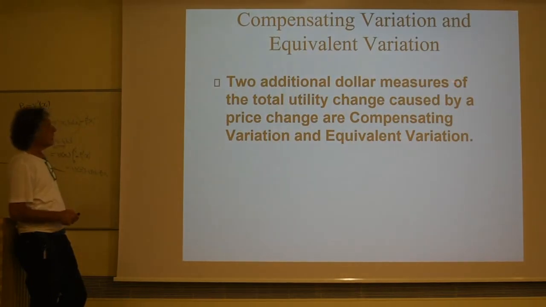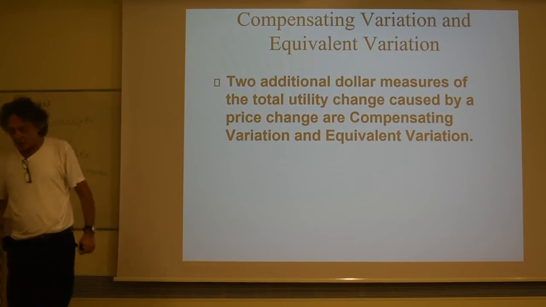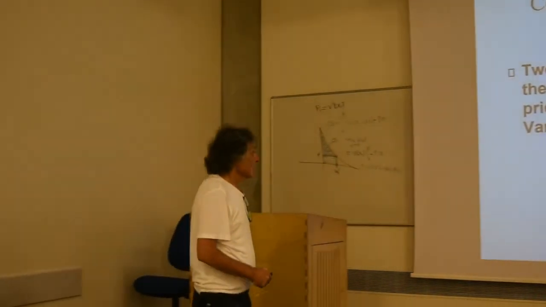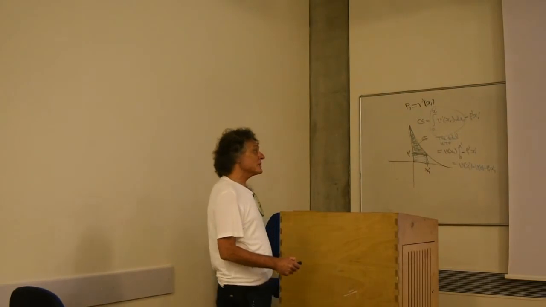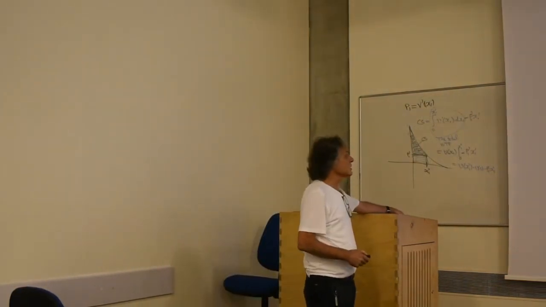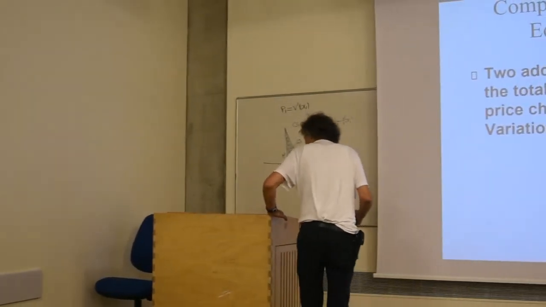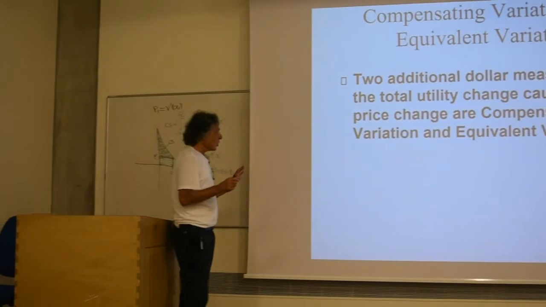Two additional dollar measures of total utility change caused by a price change are compensating variation and equivalent variation. I'm not very impressed with the equivalent variation. The compensating variation is important. Actually, it is also important for policy argument. Let's look at it slowly.